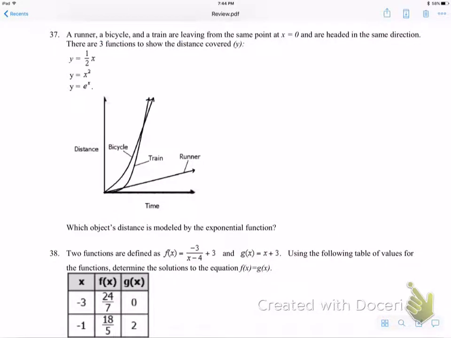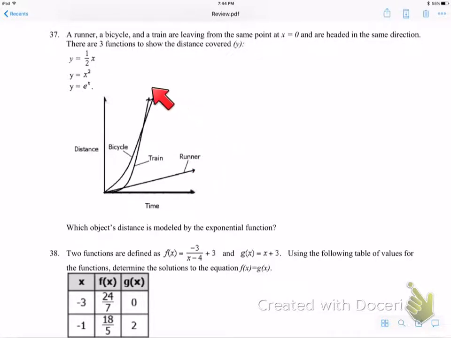In number 37, it's asking us to find which object's distance is modeled by an exponential function. And as you can see, some of these are exponential and others are either quadratic or linear. So this is a linear equation. If you graph that, it would be linear. The only linear one that we have on here is the runner.